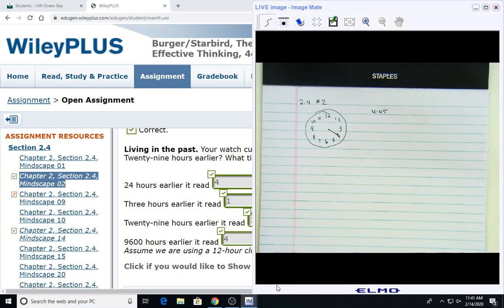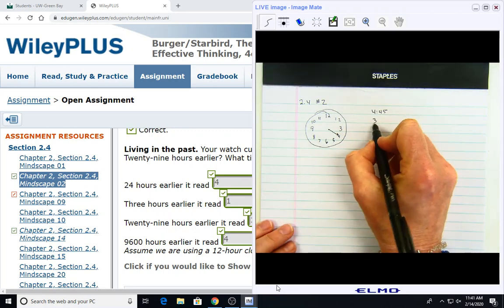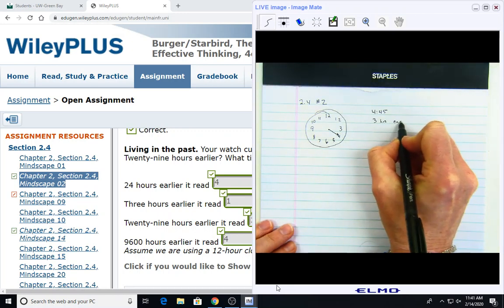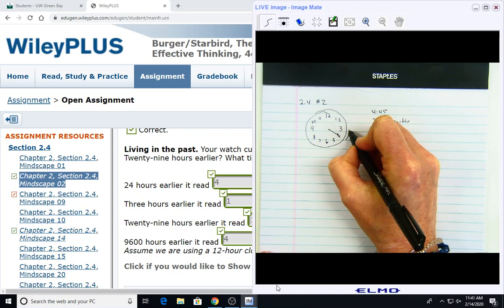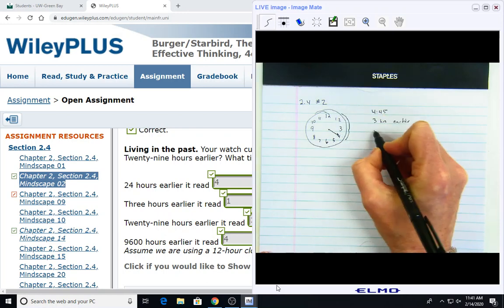3 hours earlier. With the clock picture you can count, so I recommend drawing a clock picture and counting. 1, 2, 3, so 1:45.